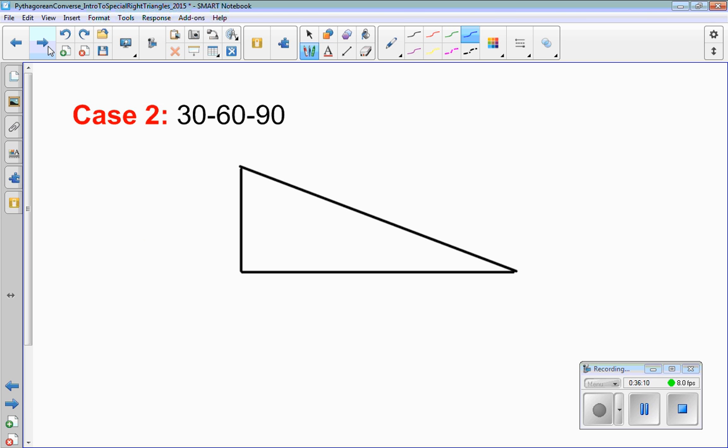All right. The last case that we're going to do today, okay? 30, 60, 90s. Notice that this one looks a little different. Does it look isosceles to you? No, does not look isosceles. Okay? You're definitely going to have a short leg, and you're going to have a long leg.